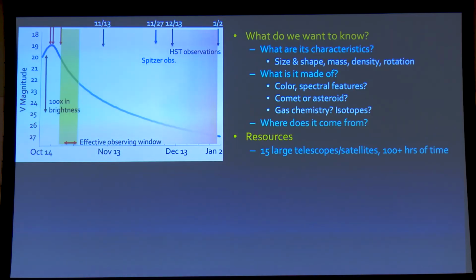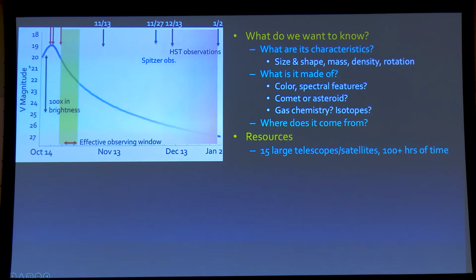So what do you want to know about these things? Well, pretty much the same thing that you want to know about long period comets. You want to know what its characteristics are, the basics about the nucleus, the size, the rotation. You really want to know the chemistry. And in particular, you'd love to know something about isotopes. And then, of course, especially for the ISOs, you want to know where they came from, so hopefully you could compare it to a young solar system.